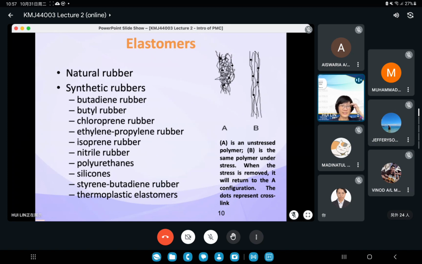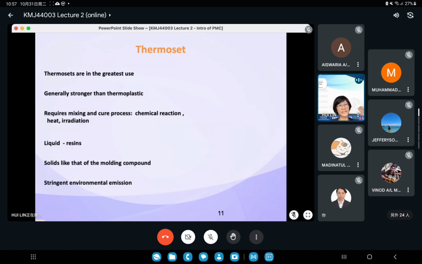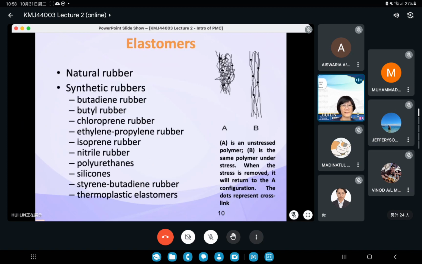Okay, I will not repeat this. This is natural rubber, thermoset. You are very, very familiar, so I would not repeat the same thing. For the elastomers, we are very familiar with this natural rubber, right? Natural rubber is kind of popular.